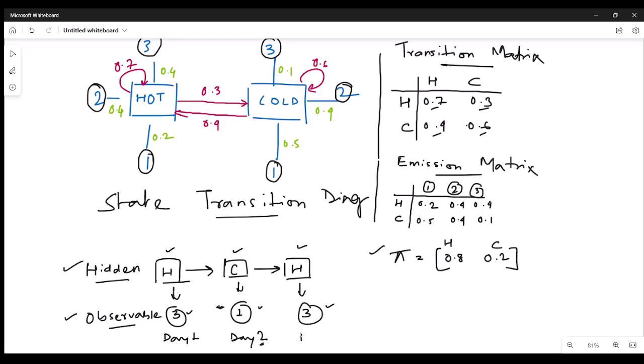Likewise it follows for day 3. And here we have three observations: three ice creams, one ice cream, and three ice creams. Now since we have three observations, we can write that T equals 3, and we have two states, so N equals 2.